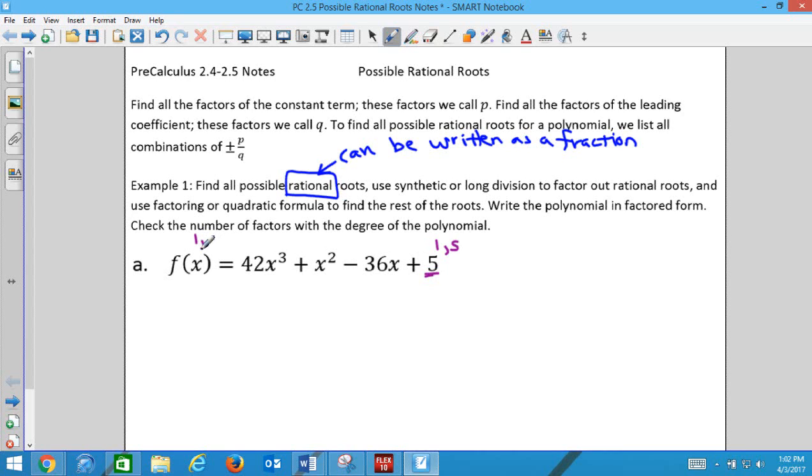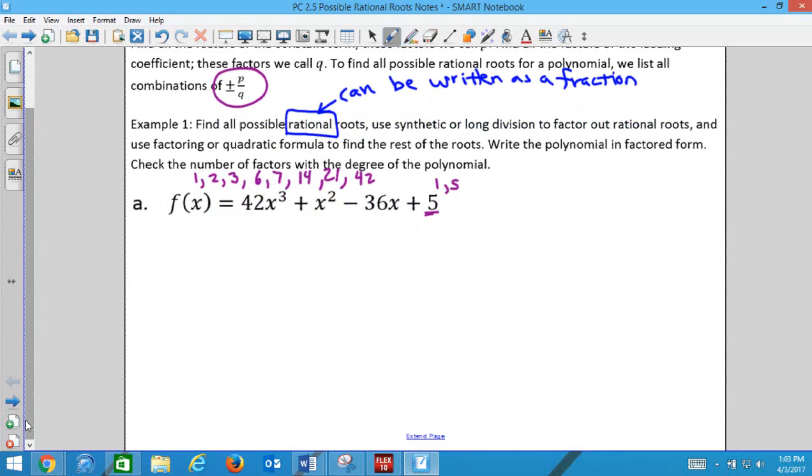Okay, so 42, how do we factor 42? 1, 2, what goes into 42? 3, what goes into 42? 21. I'm going to do small in order. 6, 7, 3 times 14, 2 times 21, and 1 times 42. That's just factoring. Then what we're going to do is put all the possible combinations of plus minus P over Q. That's it right here. All the possible combinations of plus minus P over Q.